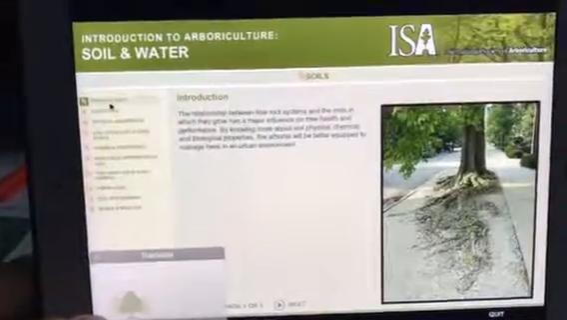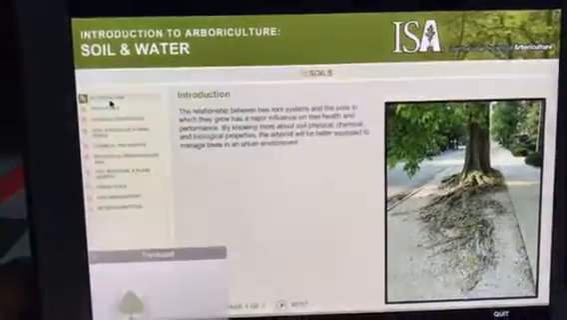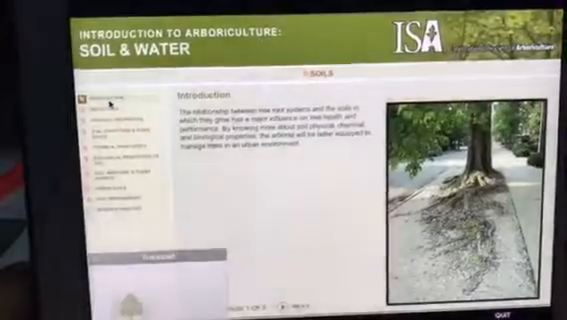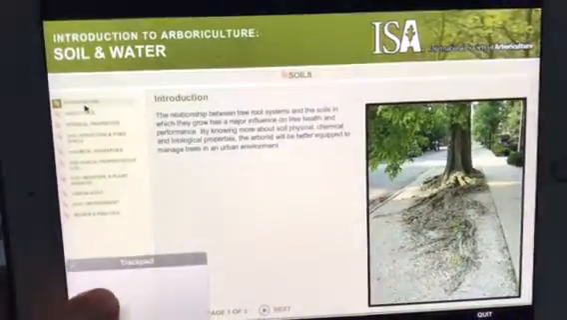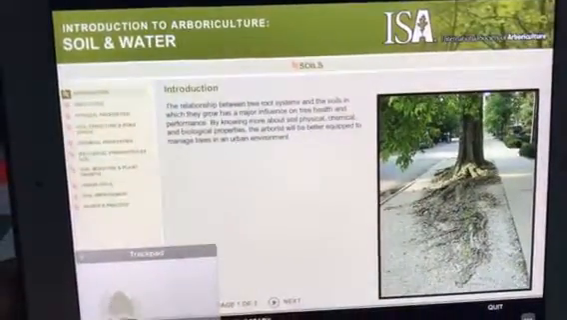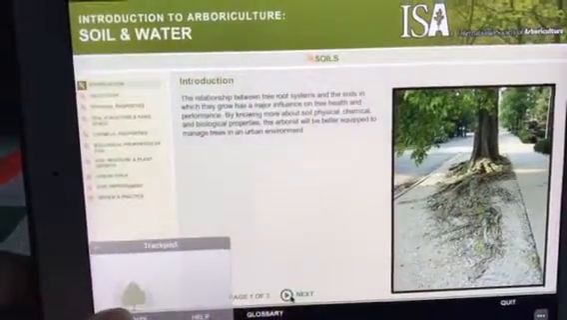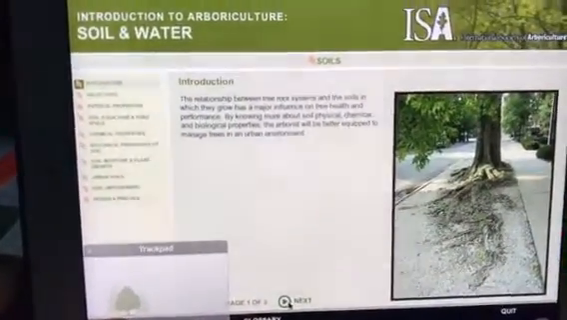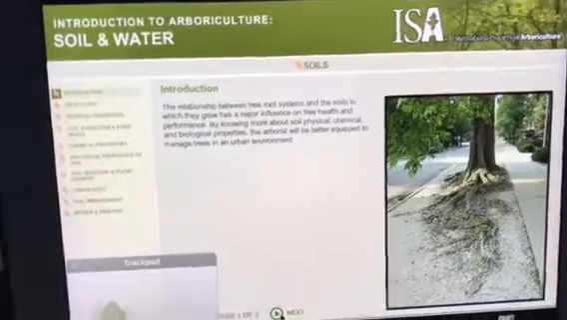The relationship between tree root systems and the soils in which they grow has a major influence on tree health and performance. By knowing more about soil physical, chemical, and biological properties, the arborist will be better equipped to manage trees in an urban environment.